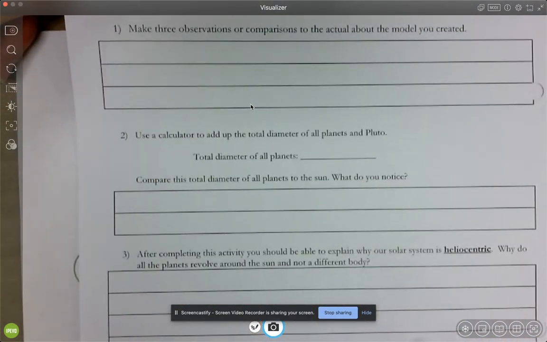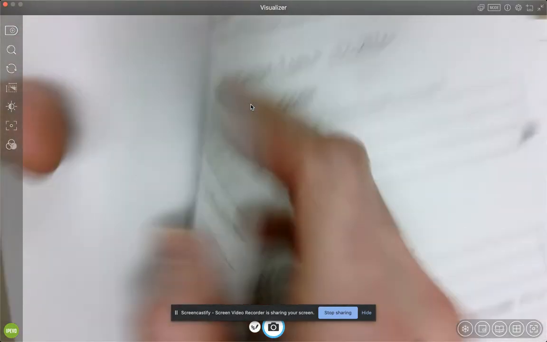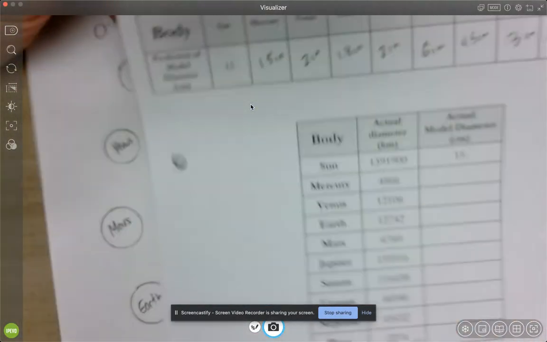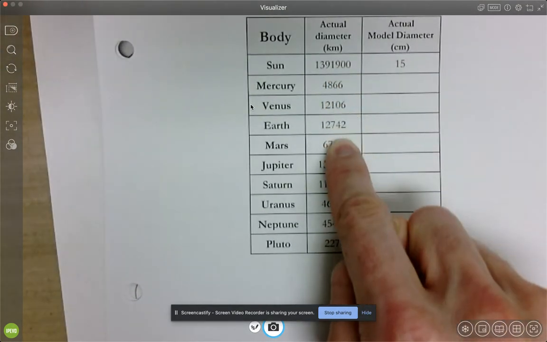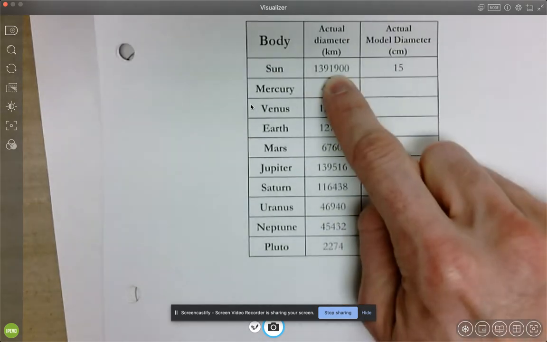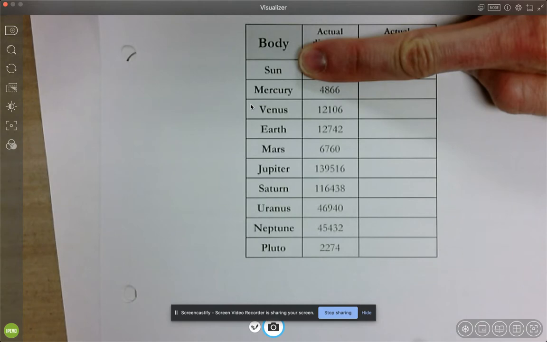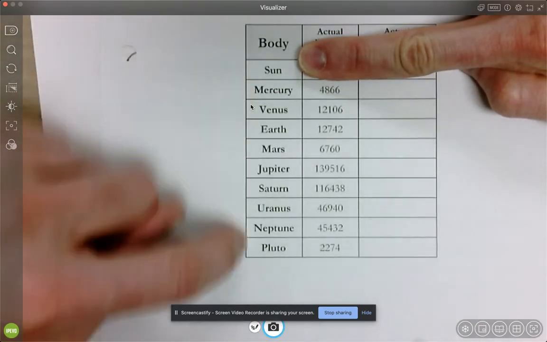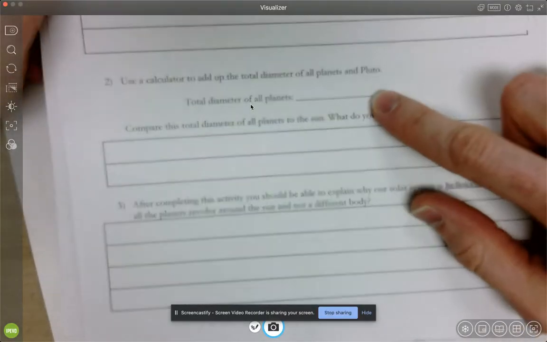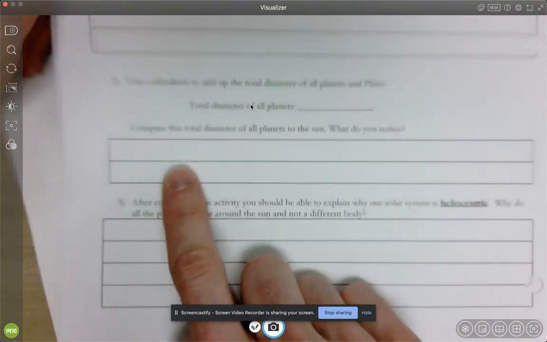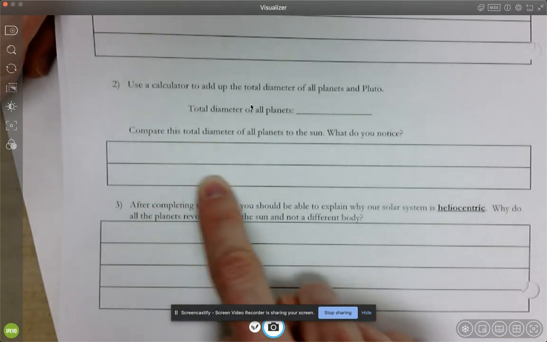And number 2, use a calculator to add up the total diameter of all of the planets and Pluto. Then you write in that total diameter. The numbers you're adding here, add these numbers right here, all together, except not the sun. You're going to be comparing all these amounts to the sun. So you add Mercury through Pluto. Write that number here, and then compare that number to what the sun's diameter is.